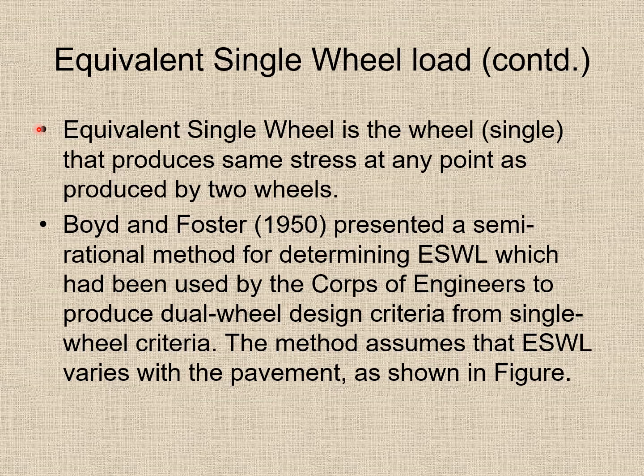Equivalent single wheel is the single wheel that produces the same stress at any point as produced by two wheels. Boyd and Foster in 1950 presented a semi-rational method for determining equivalent single wheel load, which had been used by the Corps of Engineers to produce dual wheel design criteria from single wheel criteria. The method assumes that equivalent single wheel load varies with the pavement thickness as shown in the figure.